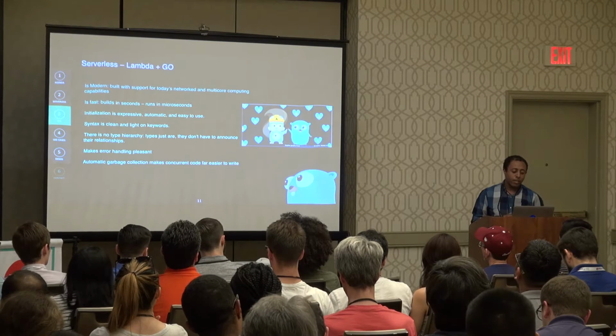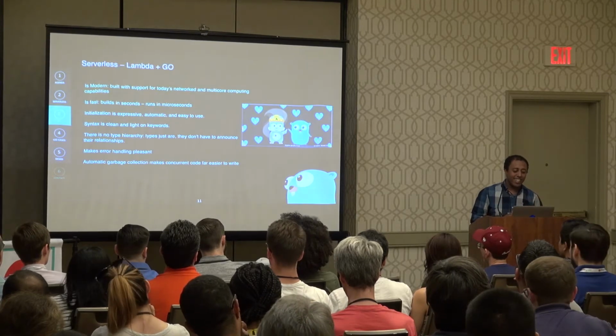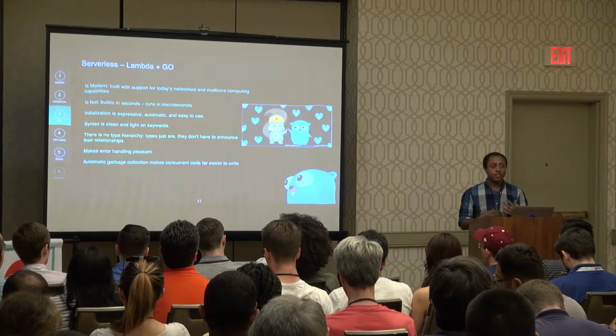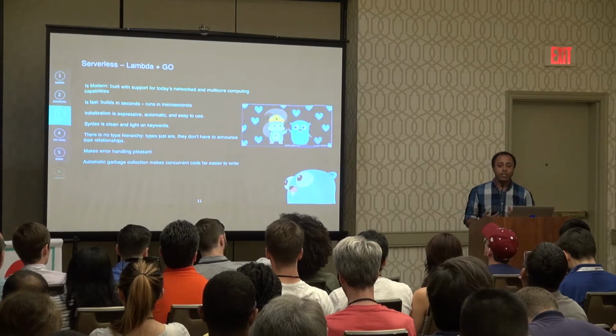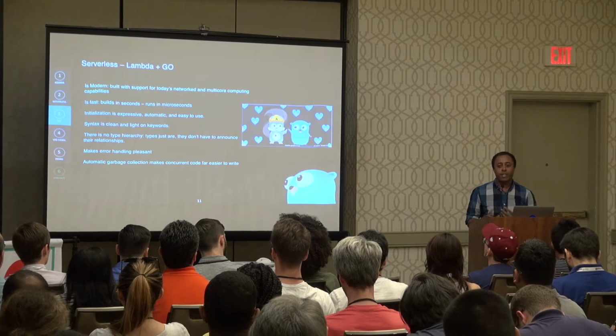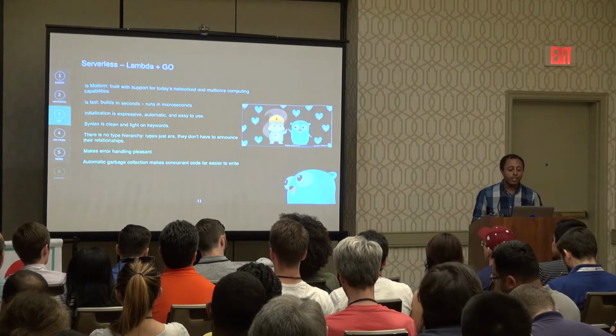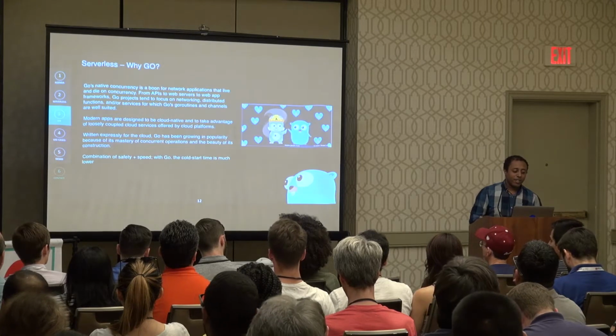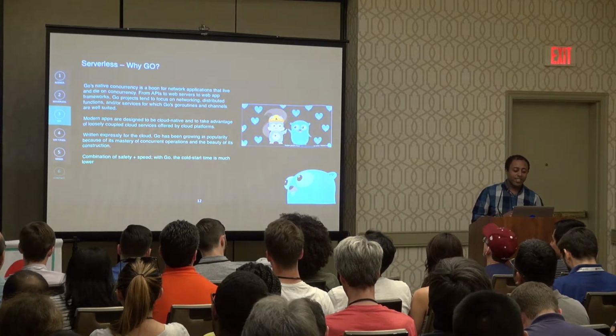It also has automatic garbage collection, and it just makes code easier to write. These are all the tools that you would want to automatically happen for you when you're writing cloud functions or just network functions in the cloud. So yeah, just a little bit of why Go is awesome.